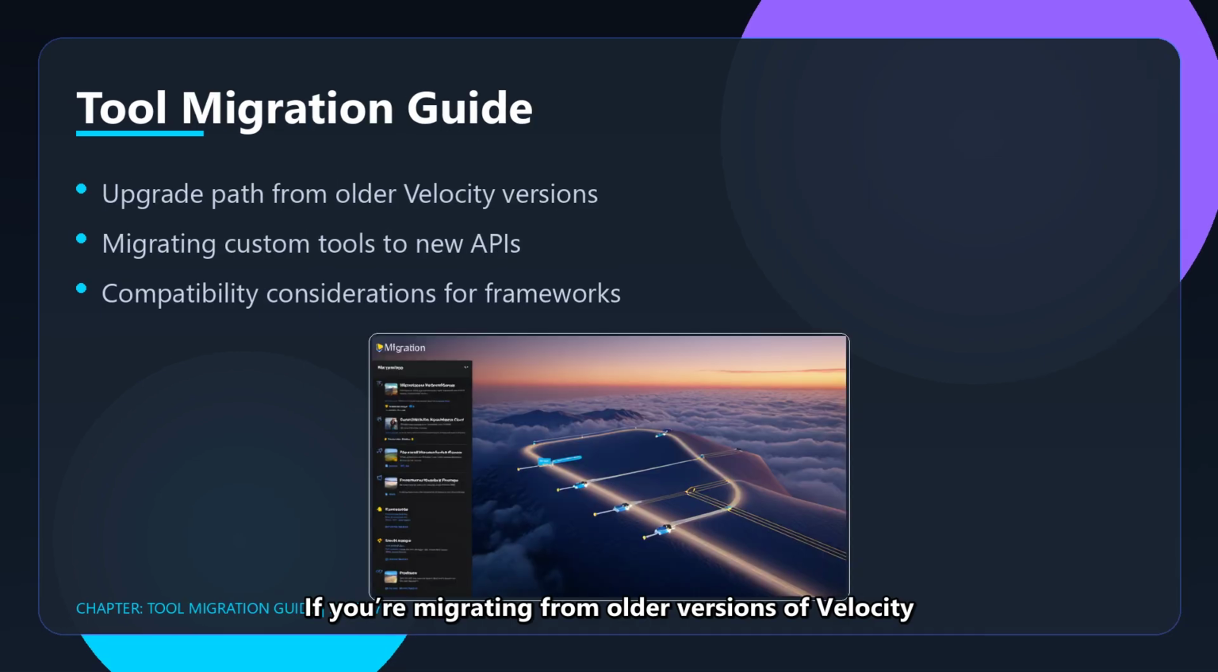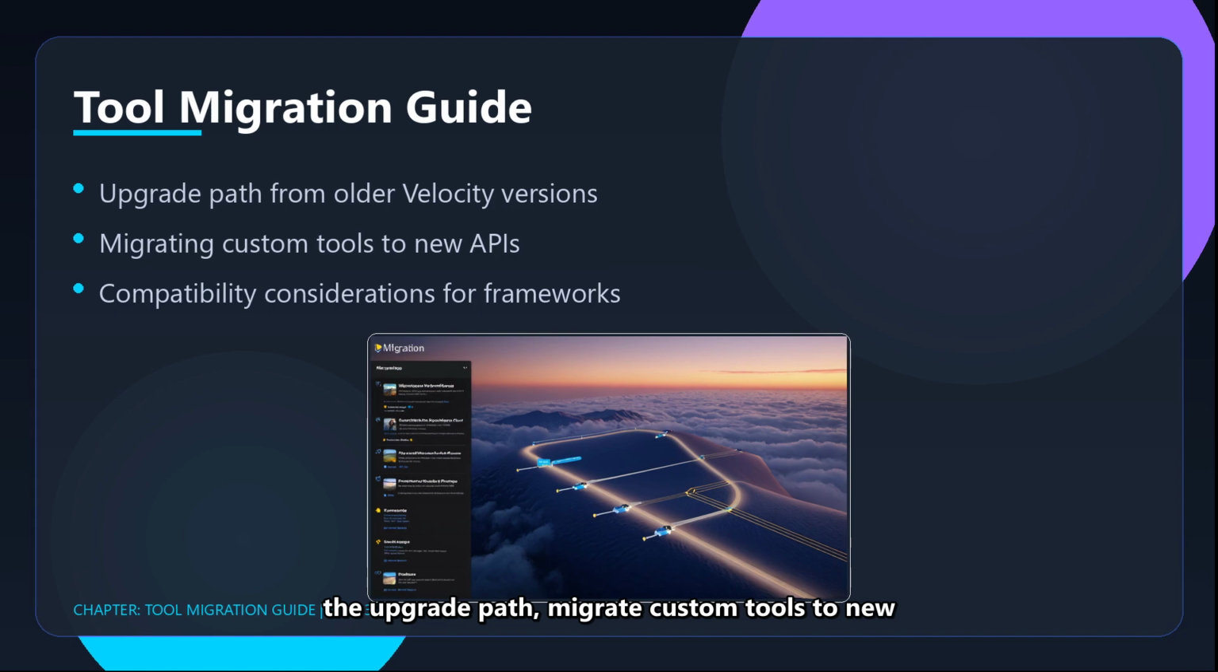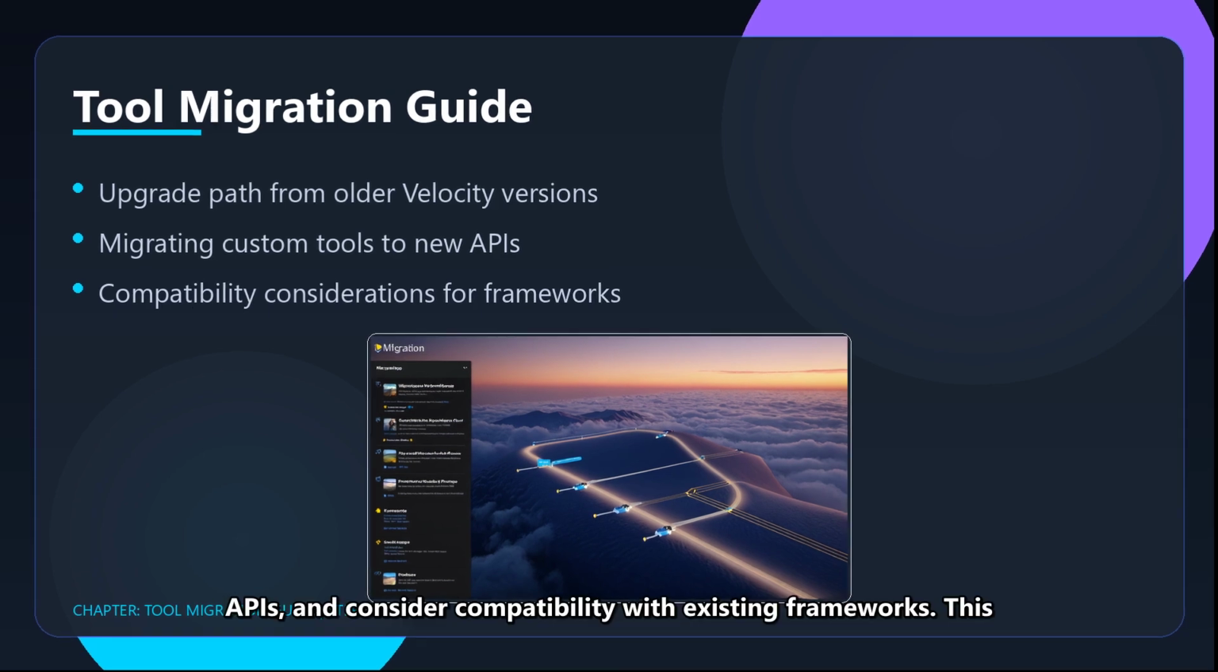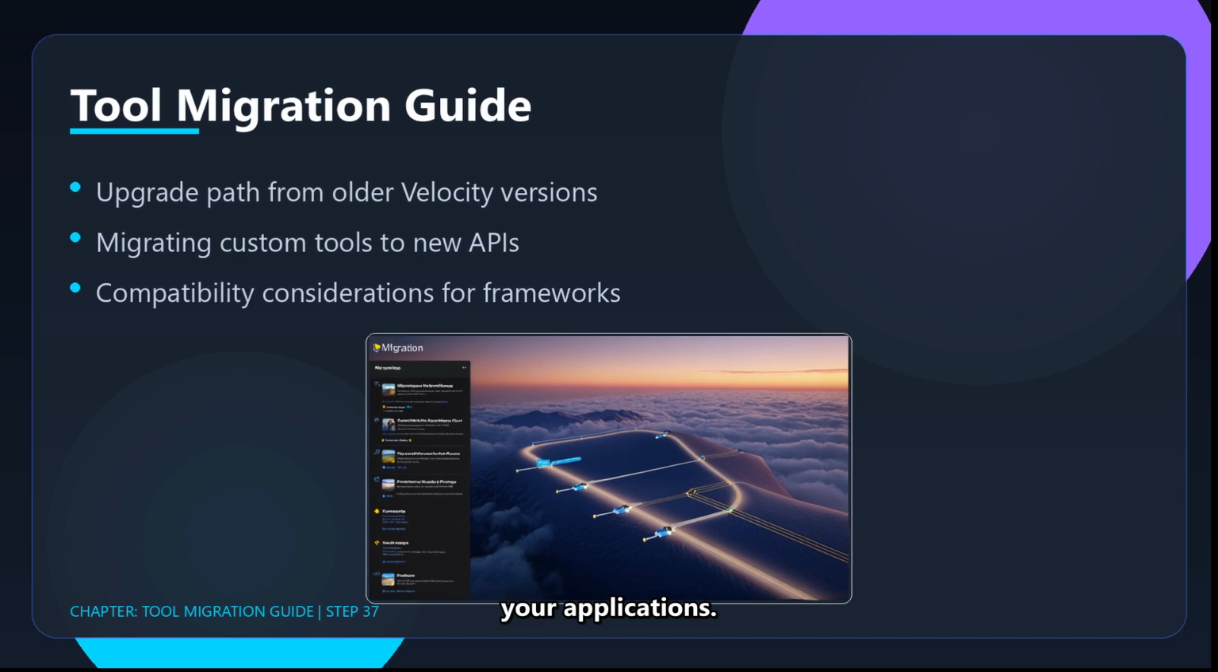If you're migrating from older versions of Velocity or updating your tools, follow this guide. Review the upgrade path, migrate custom tools to new APIs, and consider compatibility with existing frameworks. This ensures a smooth transition and minimizes disruptions to your applications.